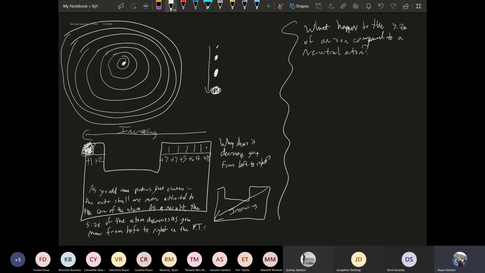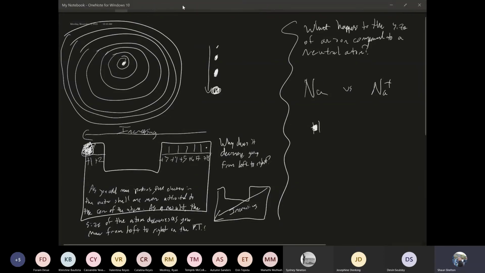And so we go about this by just looking at a very simple element, sodium, versus sodium with a +1 charge. Now, I want you to understand that with sodium, it's got a +1.